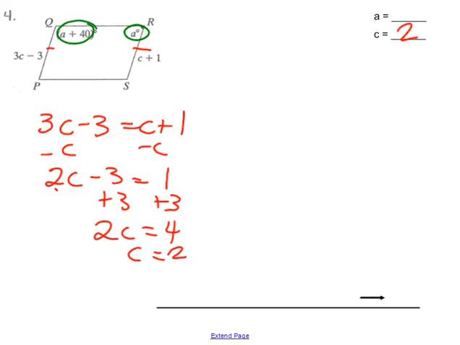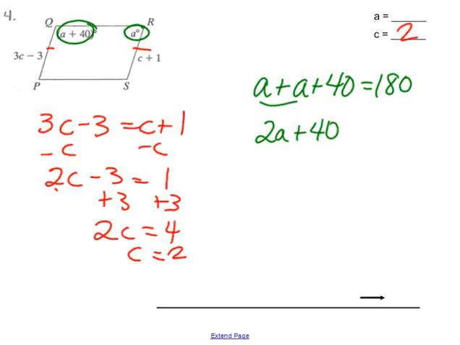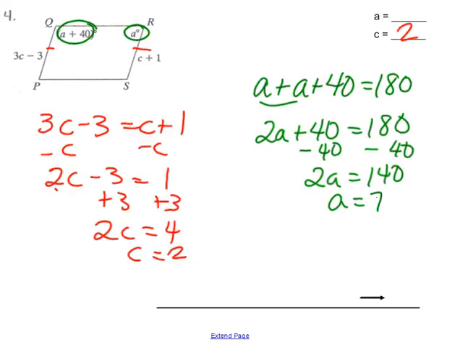Let's move on to the angles. Again, we said that those are supplementary because of the properties of parallelograms. So we're going to say a plus 40 equals 180. Now we're going to combine like terms. 2a plus 40 equals 180. Minus 40, minus 40. 2a equals 140. a equals 70.